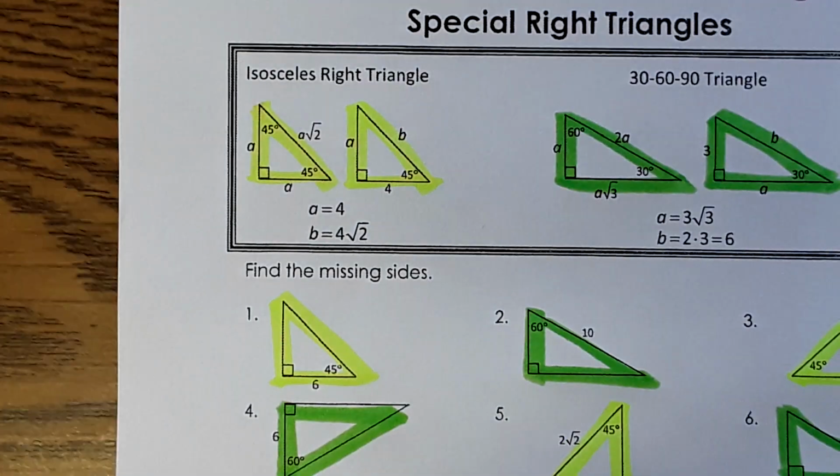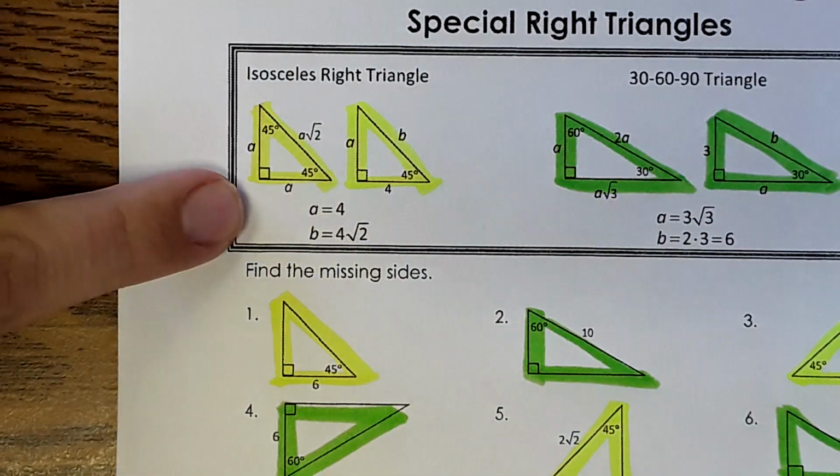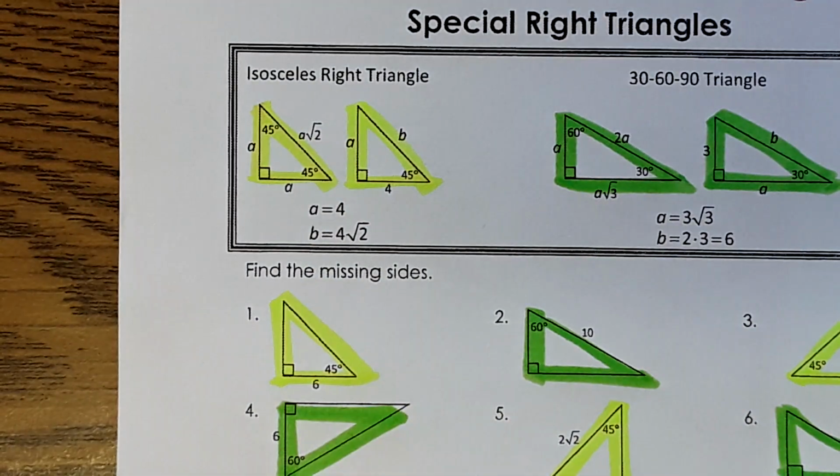Okay, so now we're going to start up here. We're going to start just focusing on the 45, 45, 90. We're going to go through and do all the yellow ones, and then we'll go back and do all the green ones. So you only have to focus on one type of triangle at a time.